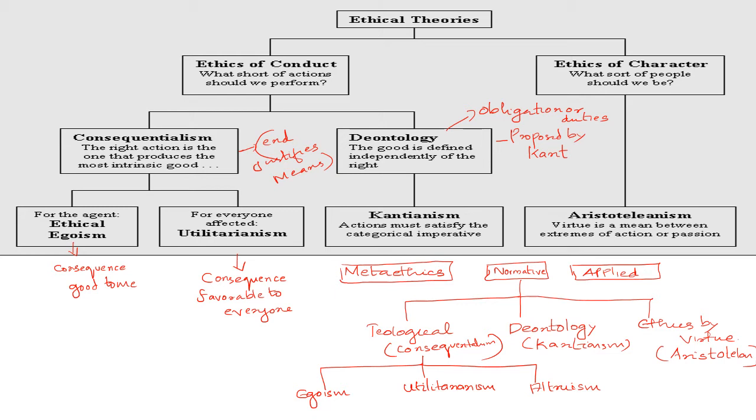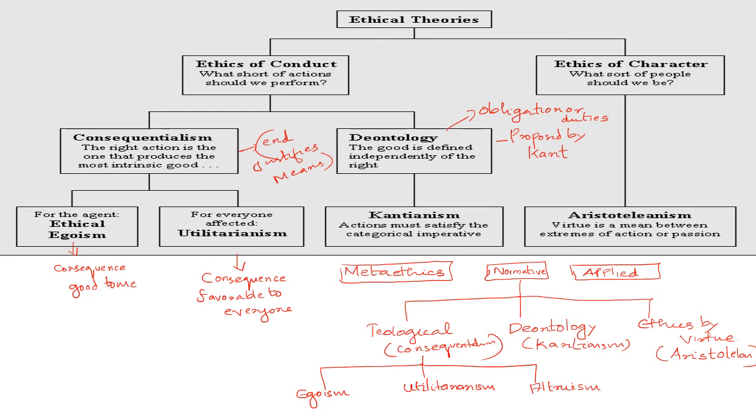Consequentialism means that your actions produce the most intrinsic good. That means your end justifies your means. Whatever action or path you have followed, if your end goal is justifiable, then that ethics is good. That is known as consequentialism. We can otherwise call it the teleological one. Consequentialism is again divided into ethical egoism, utilitarianism, and altruism.